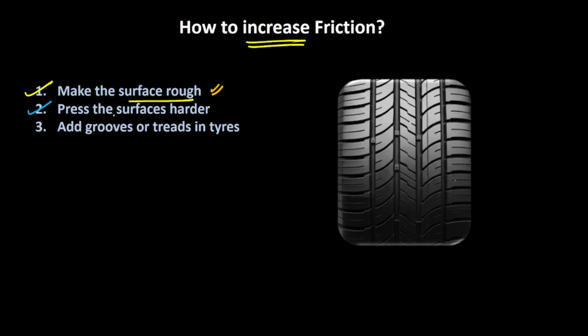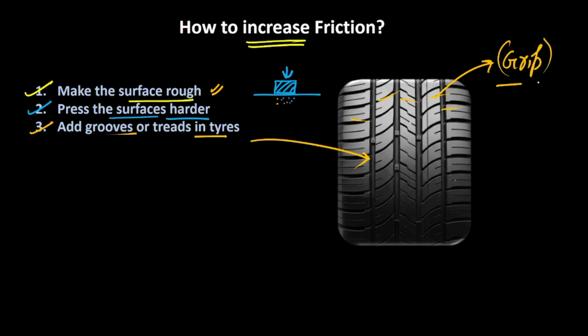The second way is to press the surfaces harder. For example, you are pressing this book harder on this particular surface. Because of pressing this book harder, the intermolecular interactions would increase and thus the frictional force would increase. The third way is to add grooves or threads in the tires. The reason we add grooves and threads in the tires is because it increases the grip on the ground. Because of this increased grip, the friction force is thus increased.